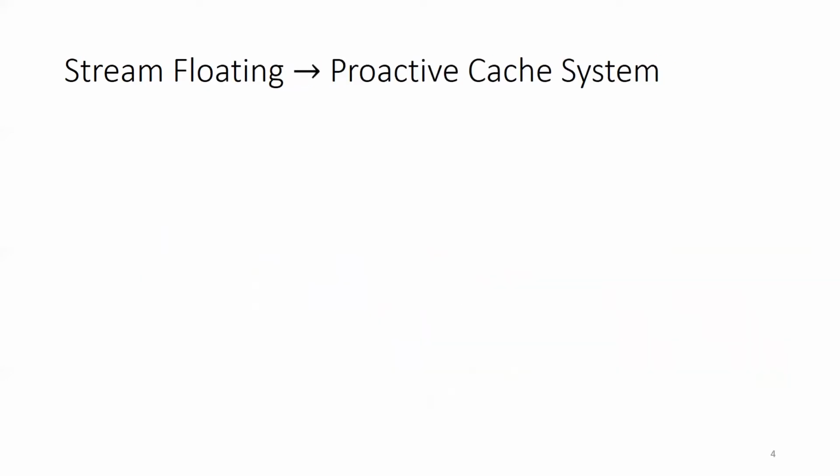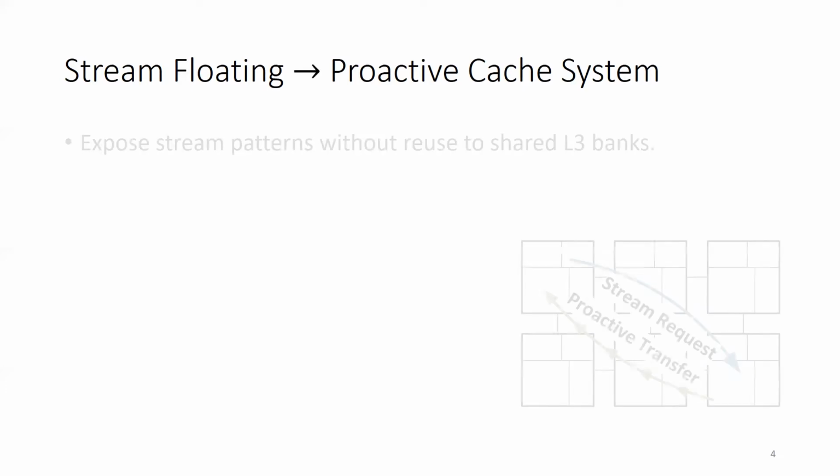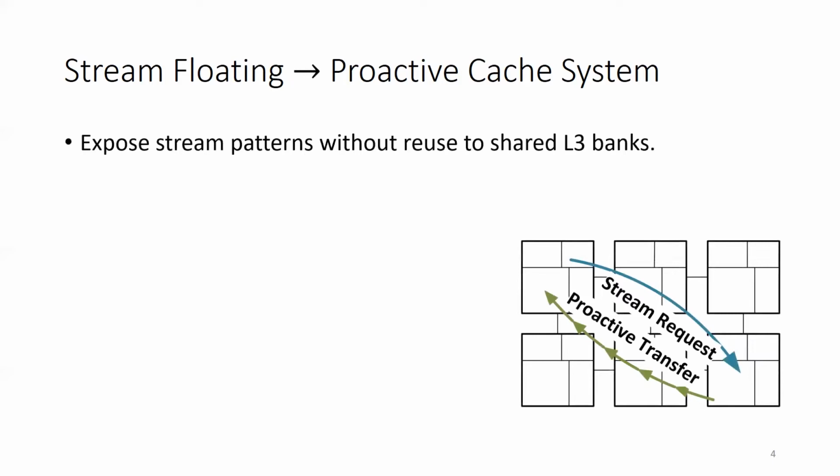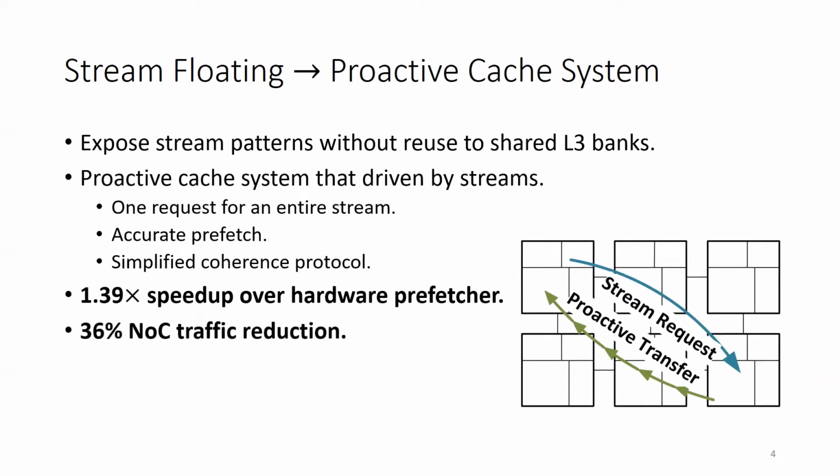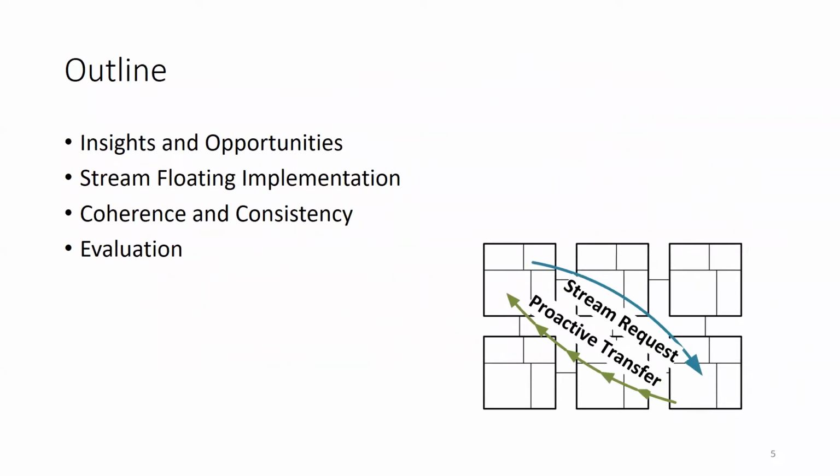Specifically in this work, we explored the idea of extending the interface between the core and the cache system to expose streams to the cache. Instead of sending individual requests to specific cache lines, the core sends one request for the entire stream pattern with little reuse, and the cache can run ahead of the core to stream back data. We evaluated this idea with gem5 and it achieves 39% speedup over state-of-the-art hardware prefetchers, with 36% of network traffic reduction.